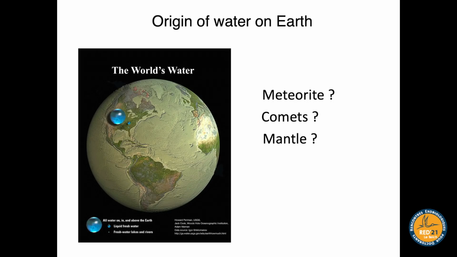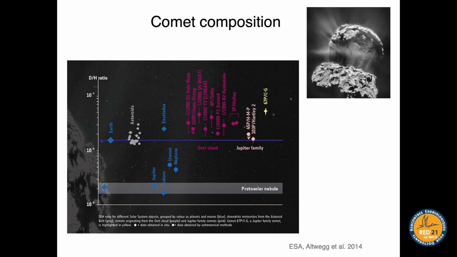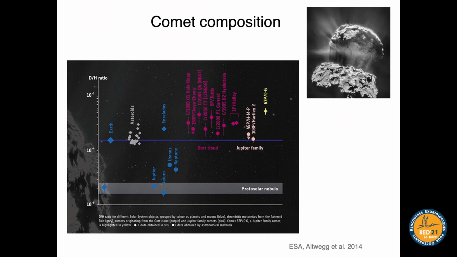This is a figure that shows the amount of water in the world today at the scale of the planet. You can see that even if we have a lot of ocean, the amount of water we have on Earth is not so important. And there are three potential sources of this water: from meteorites, from the bombardment, or from comets, or from the mantle. And I will discuss quickly these three.